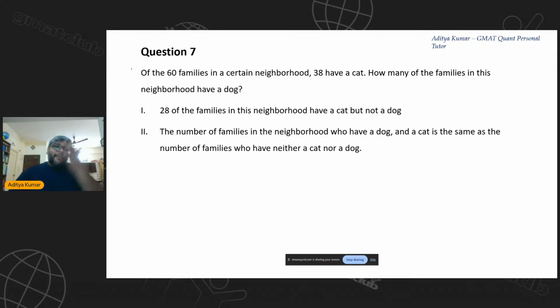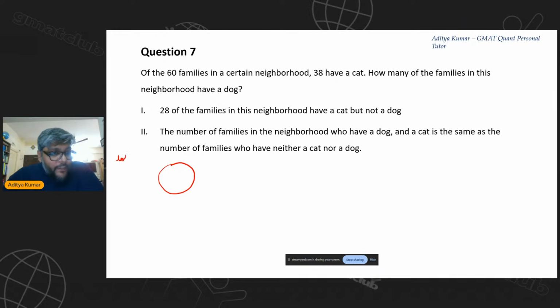Of the 60 families in a certain neighborhood, 38 have a cat. How many of the families have a dog? So in my mind, there are two animals here, cat and dog. I can have a family that can have both, right? So there's an overlap that is definitely possible. So I would prefer to draw the Venn.